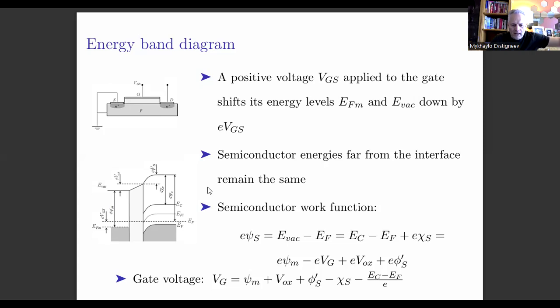Good. And now the last logical step in this slide and in this lecture really is to express the semiconductor work function in terms of all the parameters that we can see in the diagram. We can express the semiconductor work function, the difference between the vacuum level right here and the semiconductor Fermi level. So this is the Fermi level on the semiconductor side.